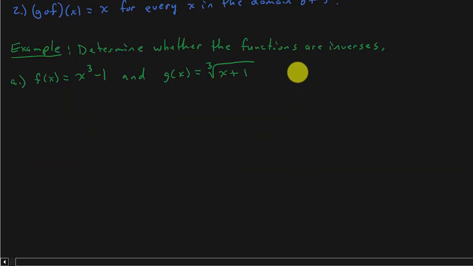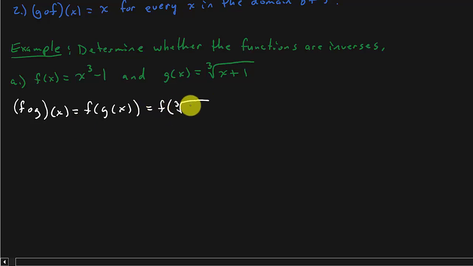So first, let's do this one. Let's do f circle g of x is equal to f of g of x. Okay, now if you're in a college algebra class, or if you're in this section, you did this in the previous section, composition of functions. Okay, so this is equal to f of the cube root of x plus 1. All right, g of x, there's g of x.